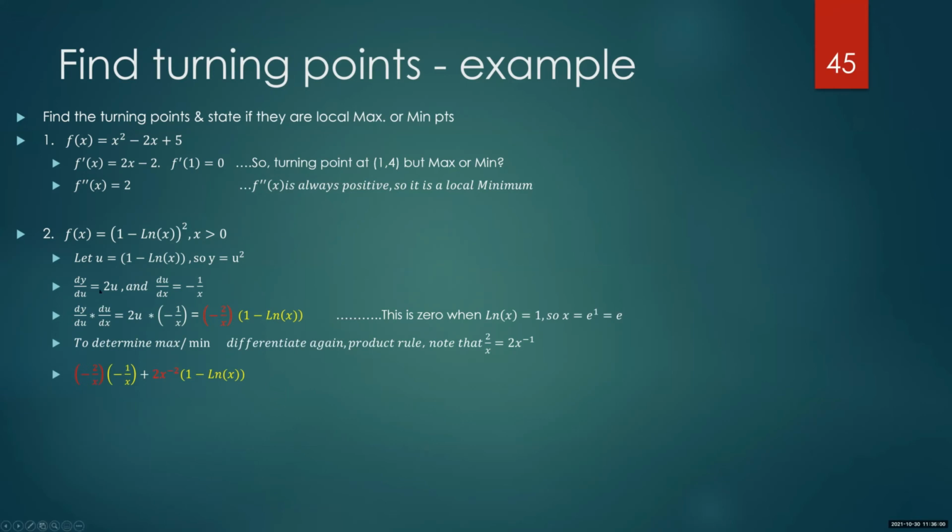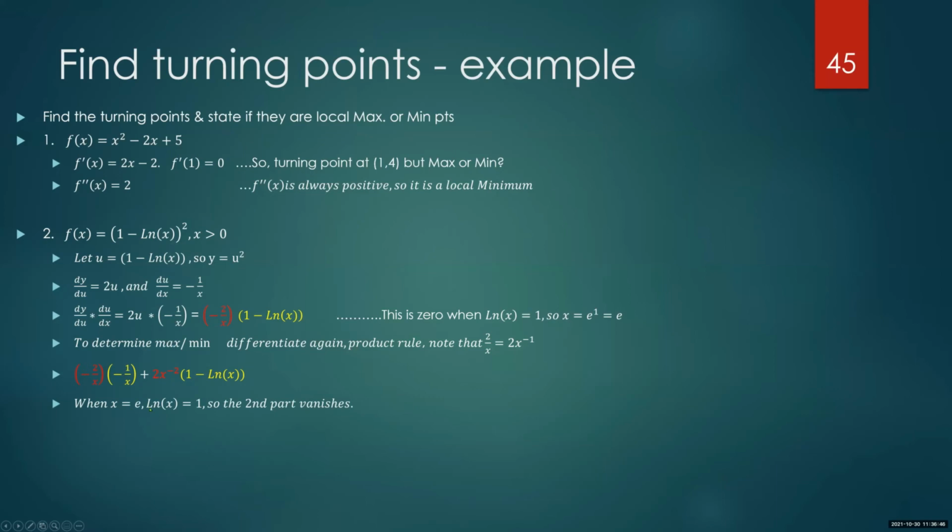So using the product rule, it's u dv plus v du. The minus 2 over x is u, and dv is where you differentiate 1 minus the natural log of x. That becomes minus 1 over x. Then it becomes plus, du dx here is plus 2x to the power of minus 2, by 1 minus the natural log of x.